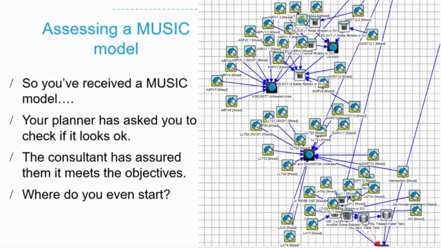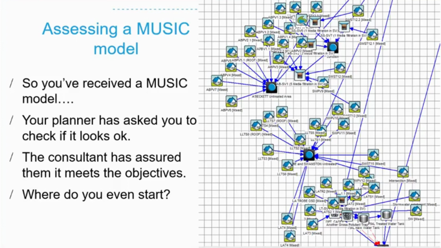So imagine you're working for a council, someone sent you a MUSIC model, looks a little bit like this. Your planner's asked, can you have a look? Please tell us if it's okay. The consultant has said, meets all the objectives, meets the 80, 60, 45, ticks the boxes. Where do you begin in assessing this? You've got 20, 30, 40 nodes in the model. They've got all sorts of parameters in them. You've got treatment nodes with various things going on. You've got no idea whether anything in this model is correct or not.